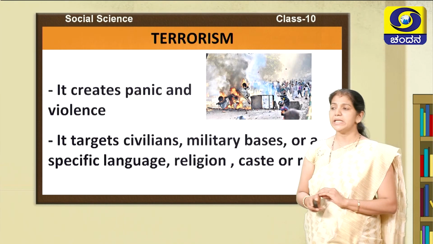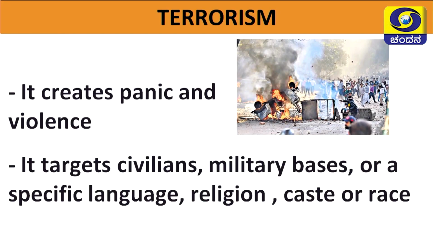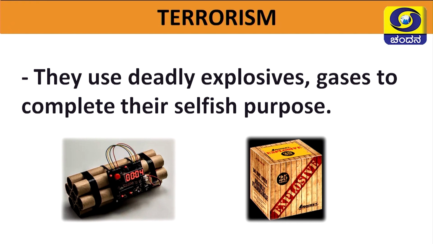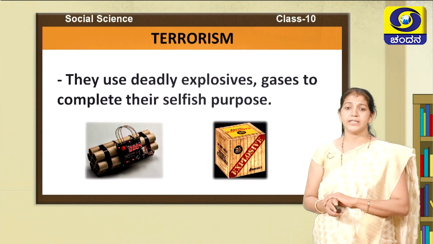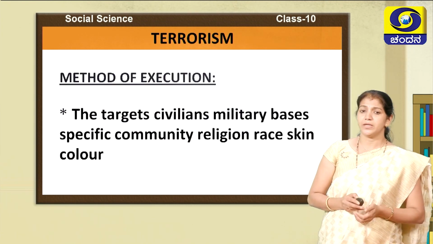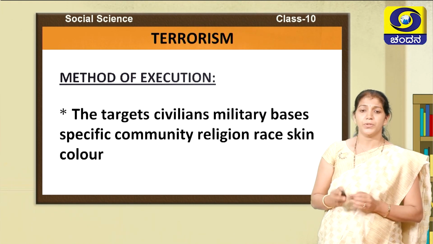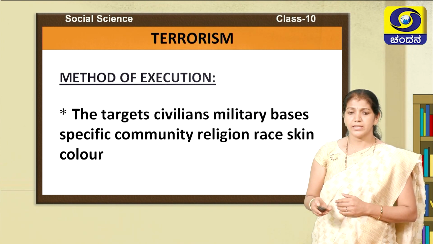Terrorism creates panic. Students, you see this picture, how terrorism creates panic and fear in society. It targets the most important areas, more populated areas, civilians, military bases, or a special language, religion, caste or race. They use their own weapons to create violence in society. They use deadly explosive gases to complete their selfish purpose. They use different types of execution methods to create violence in society. They target civilians and military bases, and particular religions, races, skin colors, etc.